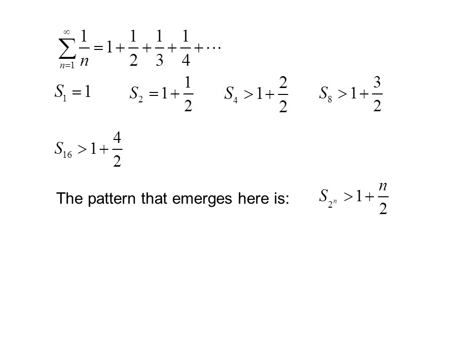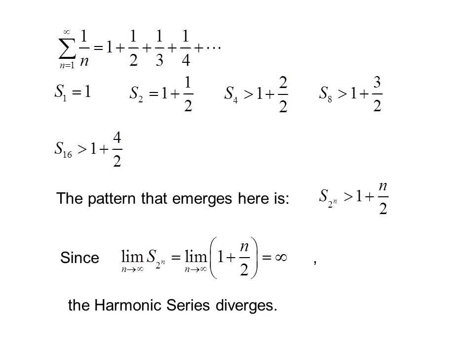The pattern that emerges here is S sub 2 to the n is greater than 1 plus n over 2. Since the limit as n goes to infinity of S sub 2 to the n equals the limit as n goes to infinity of 1 plus n over 2 equals infinity, the harmonic series diverges.